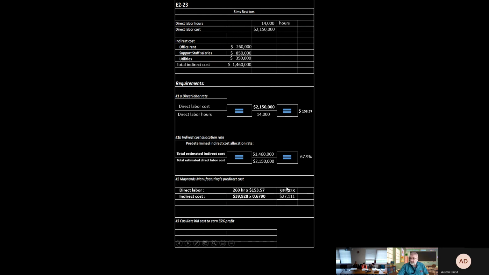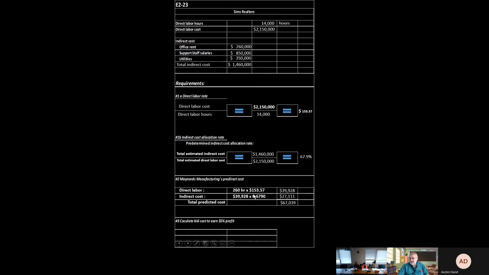Okay, so once we figure our labor cost, because remember they said everything on this job is done by labor costs, once we know our labor cost, we can add 67.9% to our total labor cost. So it's that number times 0.679. So then our total cost for that job is $67,039.